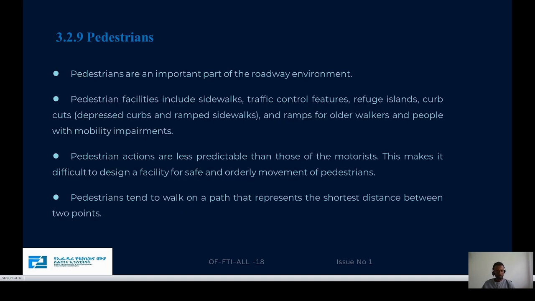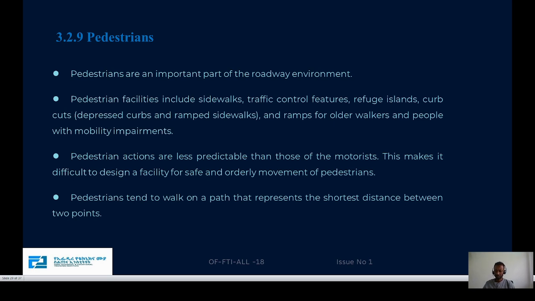The other is pedestrians. Pedestrians are an important part of the roadway environment. Pedestrian facilities include sidewalks, traffic control features, refuge islands, curb cuts, and ramps for older walkers and people with mobility impairment. Pedestrian actions are also less predictable than those of motorists, so it is difficult to design facilities for safety.